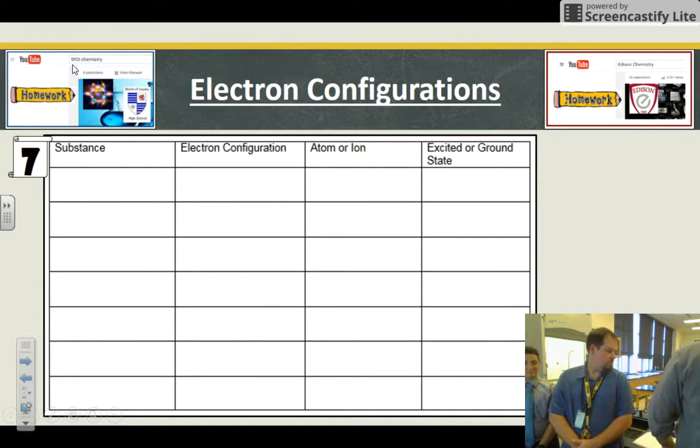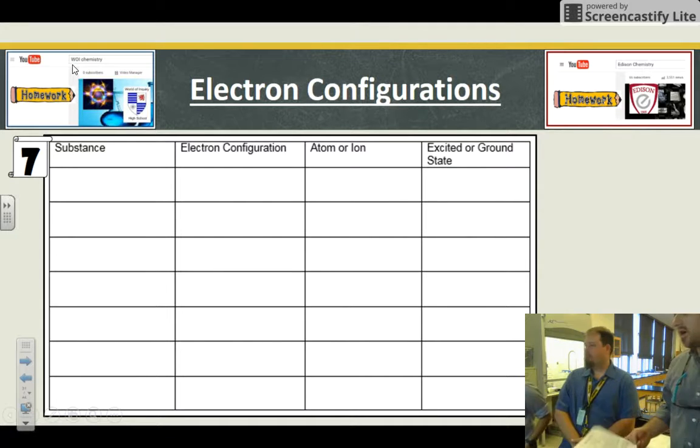Ooh, this is fun. I've got to figure out a table ready to rock. Oh, you do? Who's drawing? Who wants to write? You want to write? Yeah. Ooh, cool.